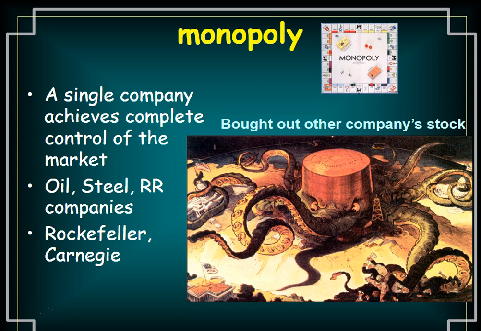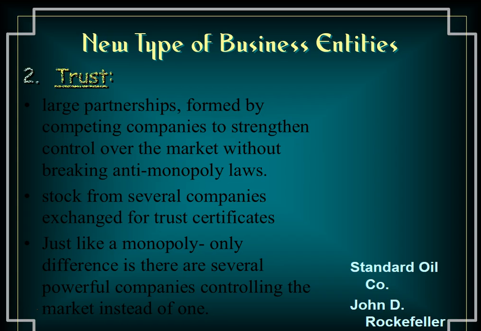Well, it's the same concept in the Gilded Age. A monopoly is when a single company achieves complete control of the market. That could be an oil industry, the steel industry, the railroad. That's when essentially there was no competition. There was only one company that you could get your oil from. So of course, what can they do to the price? They can raise the price whatever they want because there's no competition. Okay? Monopolies today are illegal, but they were legal during this time period until the government caught on and started passing some laws.